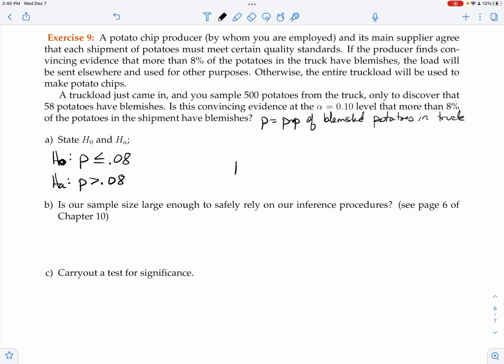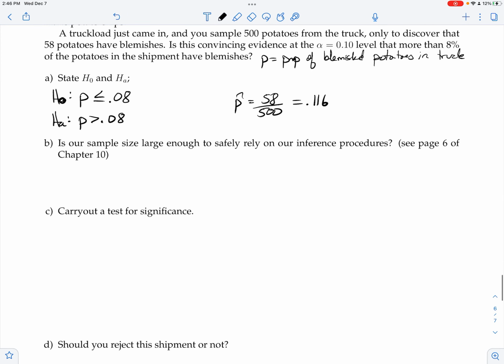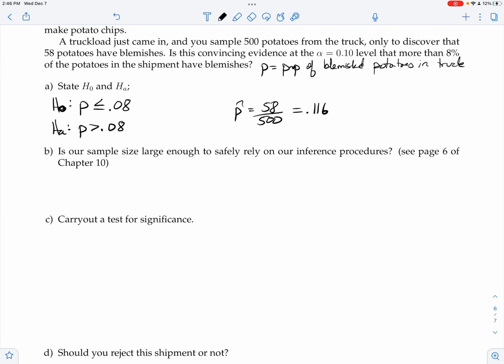We're going to go ahead and compute p hat, which is what? 58 over 500. You should get 0.116. Is our sample size large enough to safely rely on our inference procedures? Well, you just need to take your sample size 500 times the null hypothesis value 0.08 and you're going to get 40. That's bigger than 10, so we're good to go.